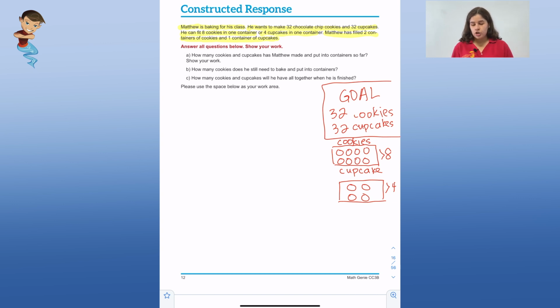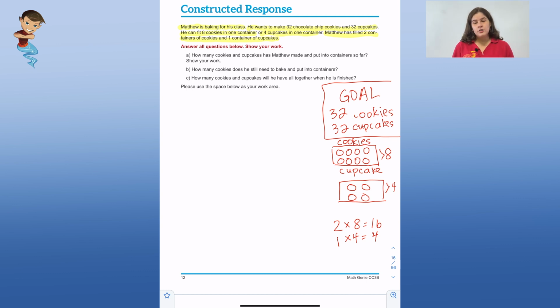We know that he has 2 containers of cookies, and if only 8 cookies can fit in a container, we know he already has 16 packed away. And then we also know he has 1 container of cupcakes, and since only 4 can fit in a container, he has 4 cupcakes packed away. Now that we've dissected all of that top information, we can get into the actual problem.